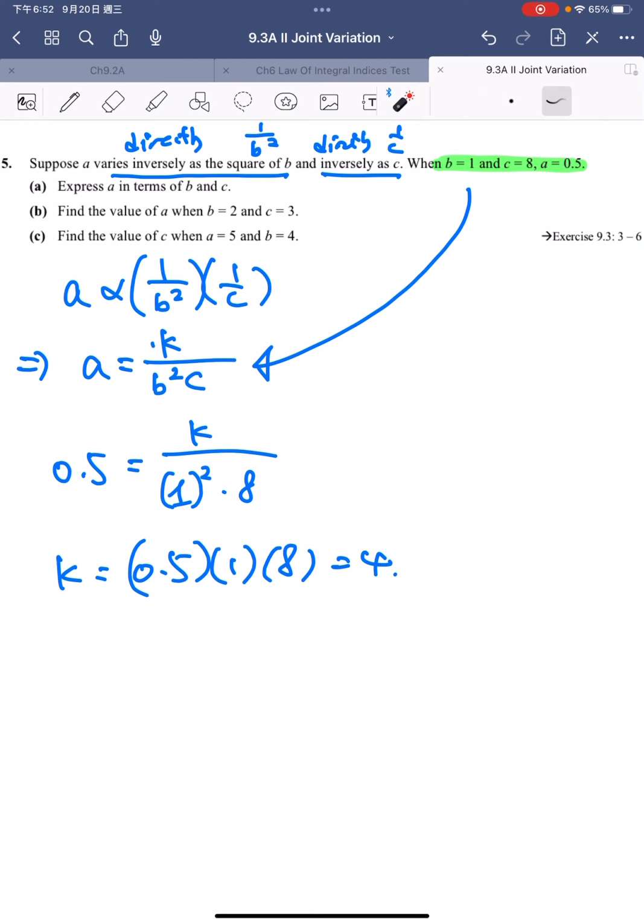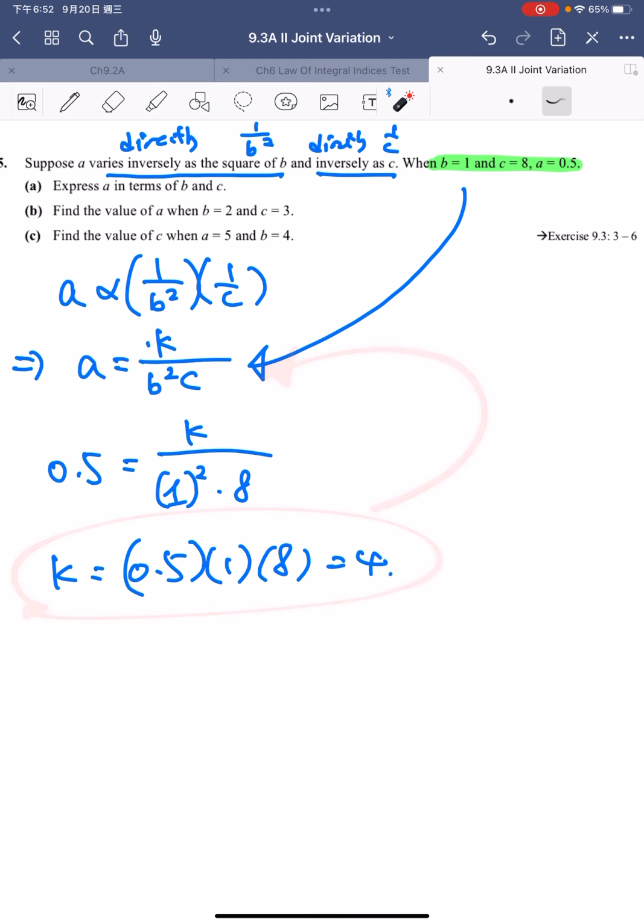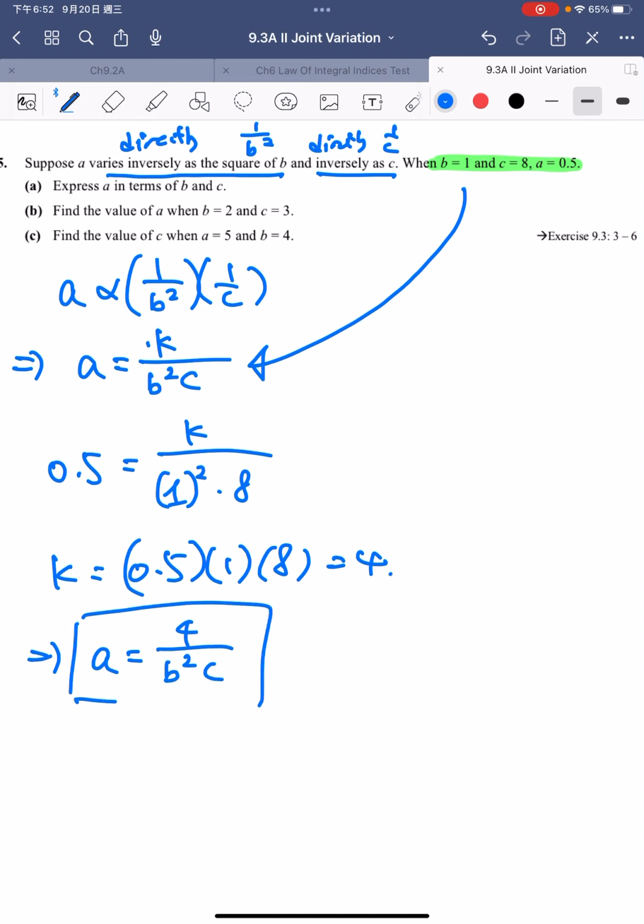Every time you find out the value of k, what you're going to do is to put it back to the original formula, which means that a is equal to 4 divided by b squared c. So this is our question A, where we find out the relationship. We express a in terms of b and c, so we link a, b, c in one formula.